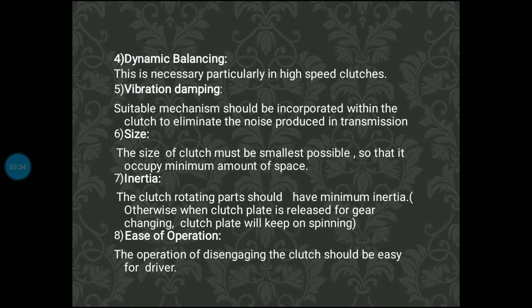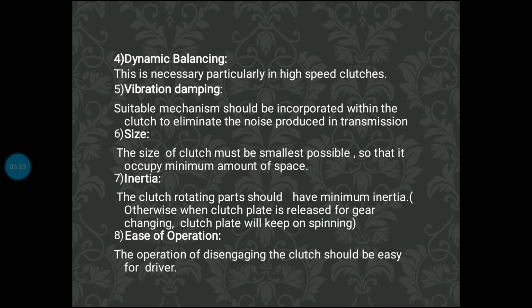Dynamic balancing. This is necessary particularly in high speed clutches. It is very important in high speed clutches. Vibration damping. A suitable mechanism should be incorporated within the clutch to eliminate the noise produced in transmission.